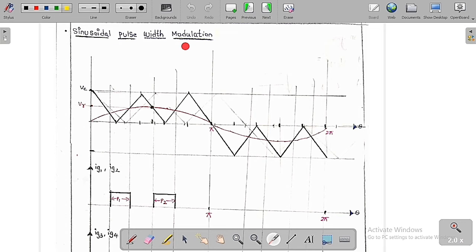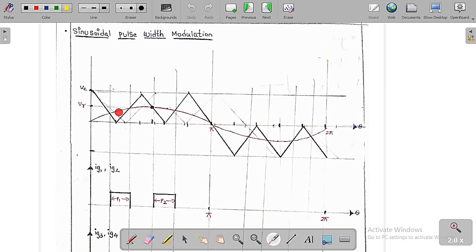In sinusoidal pulse width modulation, as I have already told you, we take the reference signal as the sine wave, whereas for the carrier signal we consider the triangular waveform. Always the peak value of the reference signal should be lesser than the peak value of the carrier signal. So this is the wave I am going to consider.